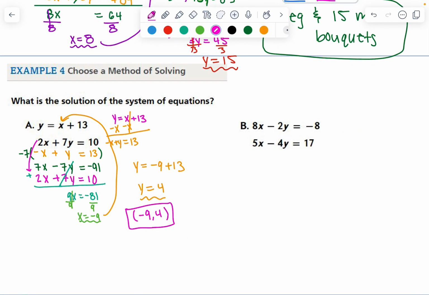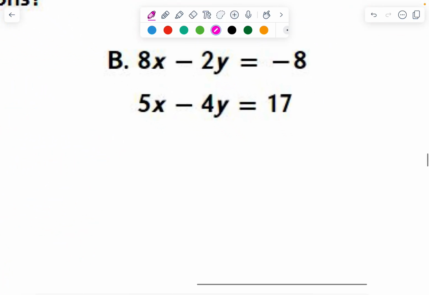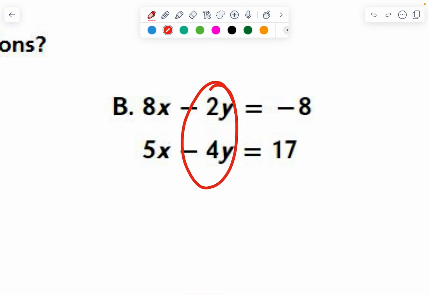All right. Same example 4, but part B. This time our equation is lined up correctly. Awesome. But we don't have any opposites. So we're either going to need to make these x's opposites or these y's opposites. I think it's going to be easier to make these opposites. So I'm going to make one of them positive 8y and one of them negative 8y.